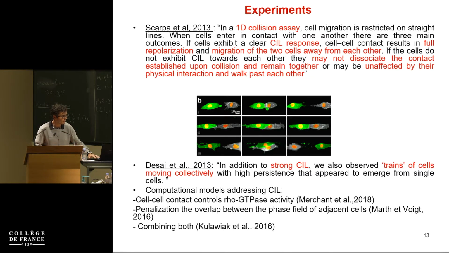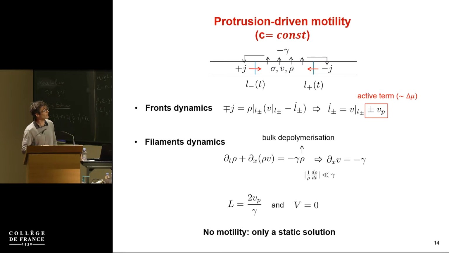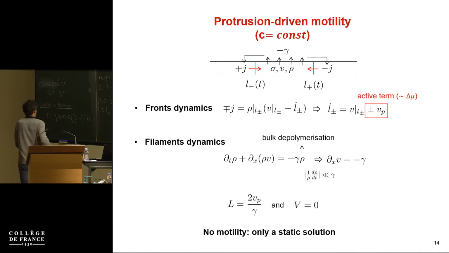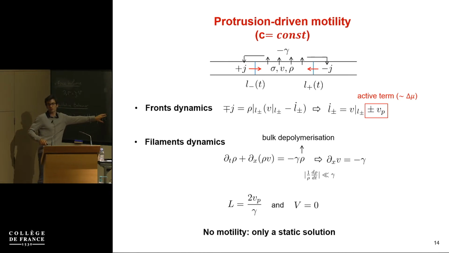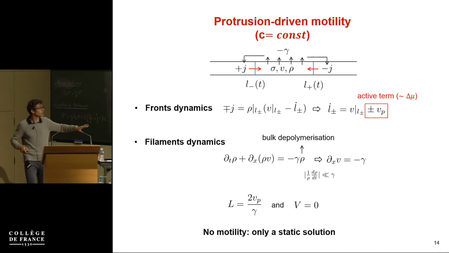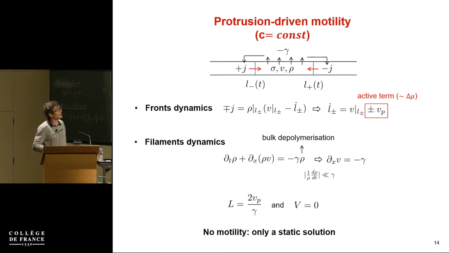Okay, now I'm going to move to the second part of this talk, which is about protrusion-driven motility. So here now I consider, completely perpendicular to the first part, that the concentration of molecular motors is kept constant. So there is no instability at that stage. And now, of course, I leave the density of filament free. And I need to specify something now.